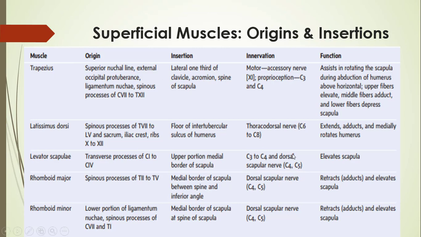And now the functions. Rhomboids adduct and elevate the scapula. Levator scapulae elevates the scapula. Latissimus dorsi extends, adducts, and medially rotates the humerus, and trapezius assists in rotating the scapula when you raise your arm above your head.